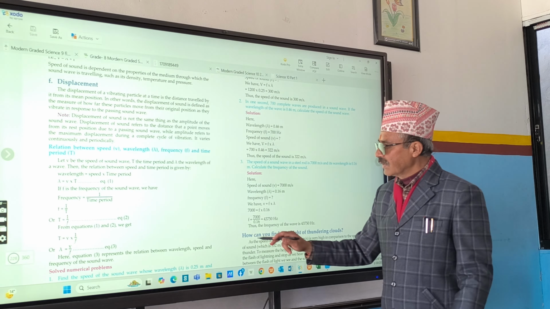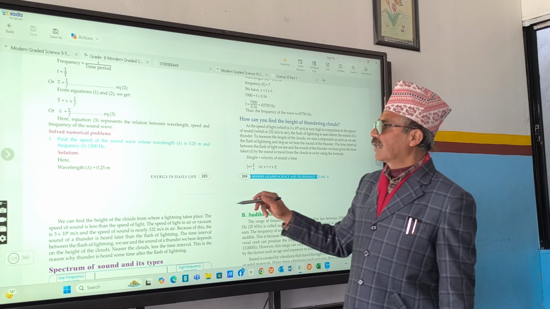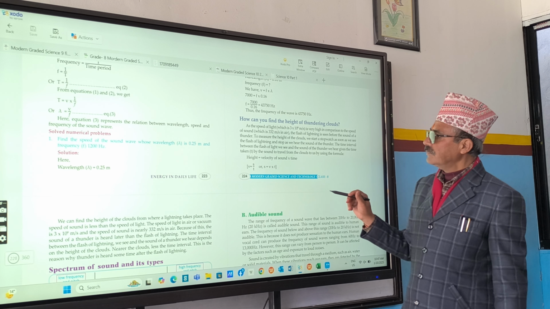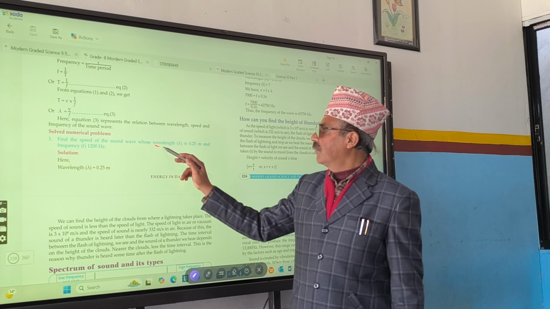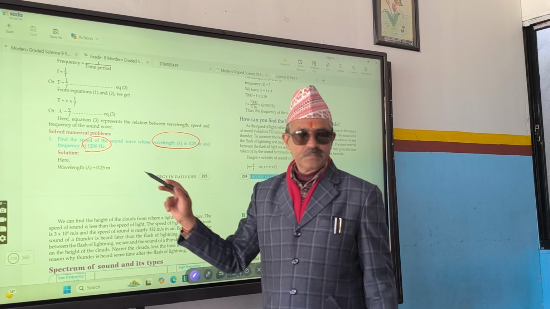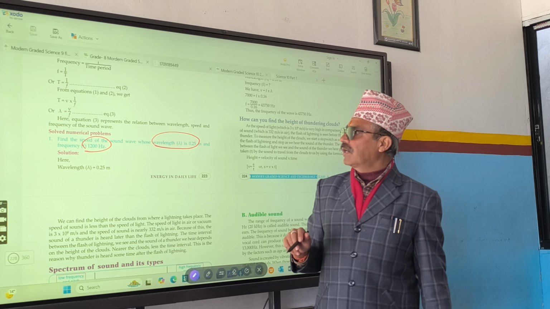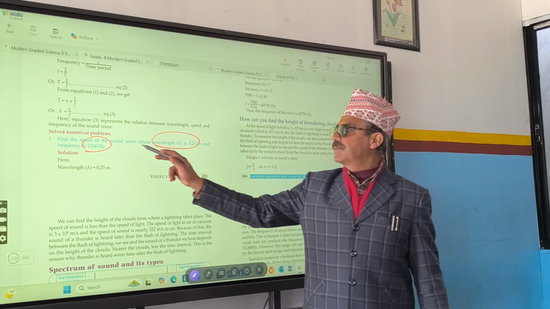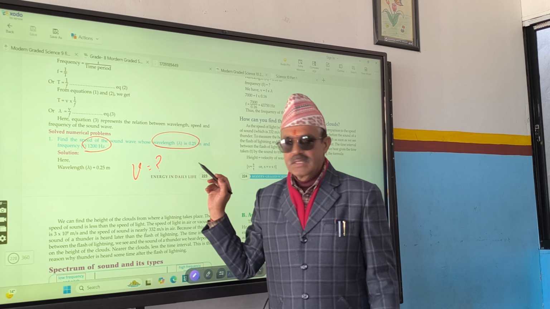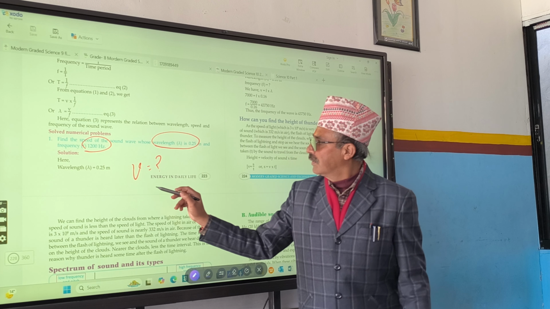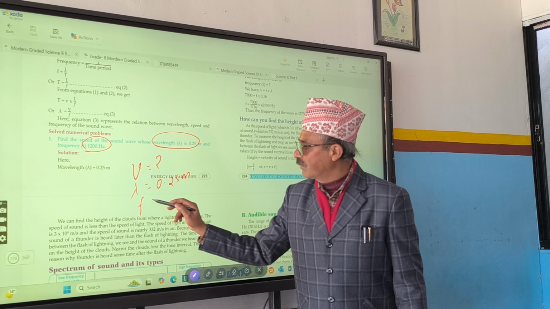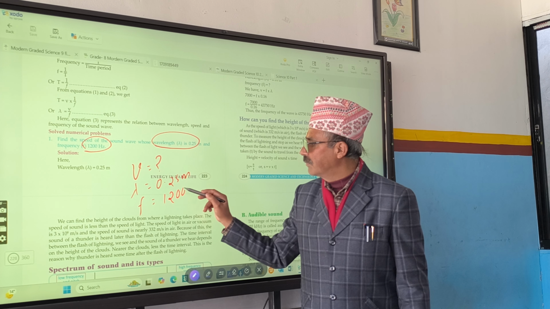And what is given here? Some numerical problems. Read question number 1. Find the speed of the sound wave. Wavelength is 0.25 meters, frequency is 1200 hertz. What to calculate? Speed of sound. So V, the speed of sound, we don't know. Lambda equals 0.25 meter and frequency F equals 1200.